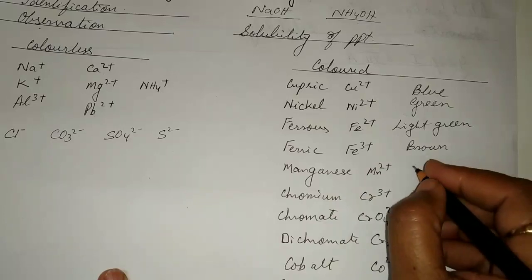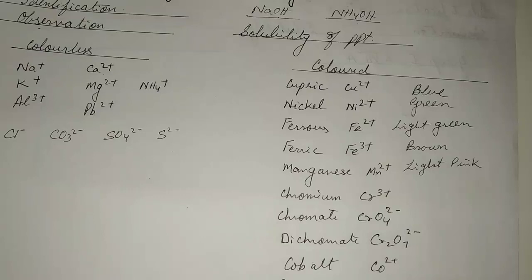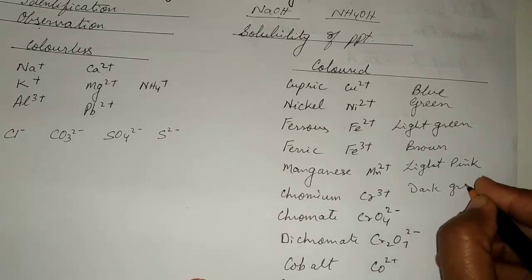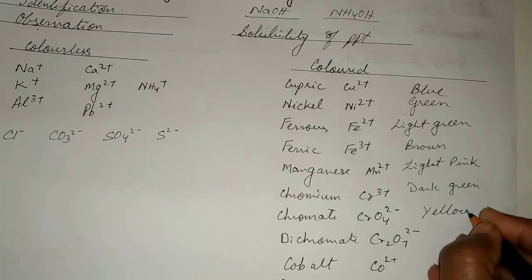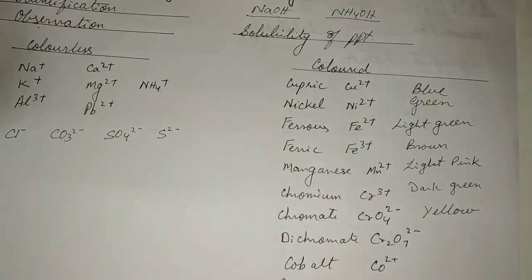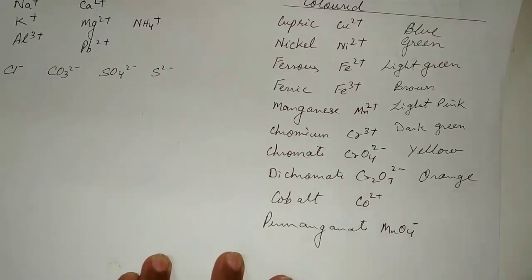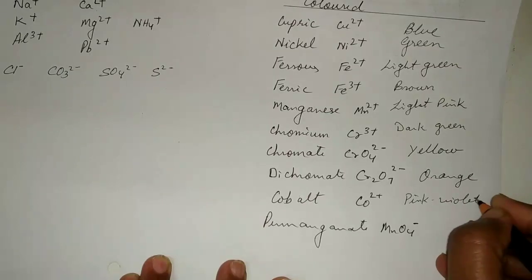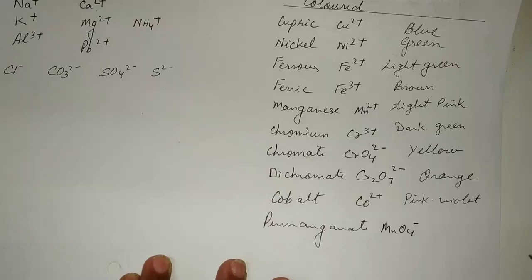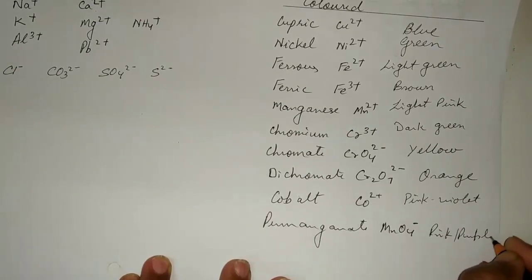Manganese, Mn2+, is light pink in color. Chromium, Cr3+, is dark green in color. At the same time, chromate, CrO42-, is yellow in color. Dichromate, Cr2O72-, is orange in color. Cobalt, Co2+, is pink violet. That's a very pinkish color, violet tinge. Permanganate, MnO4-, is actually pink, or you can say purple in color.